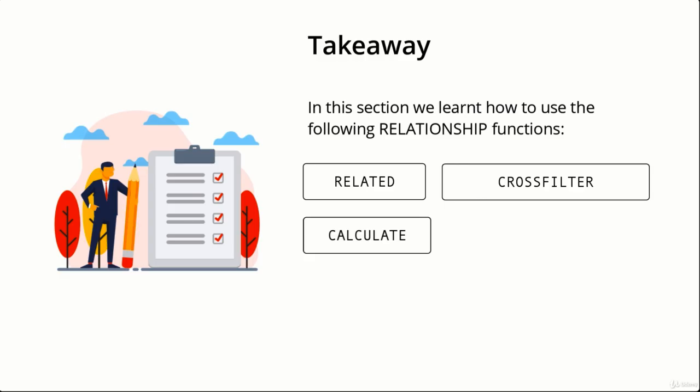In this section, we learned how to use the following relationship functions. RELATED returns a value from another table, provided the tables already have a relationship between them. CROSSFILTER, for a relationship that already exists between two tables, specifies the cross-filtering direction. CALCULATE, which is a filter function, evaluates an expression in a filtered context.